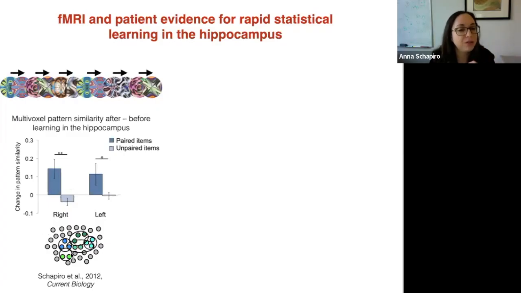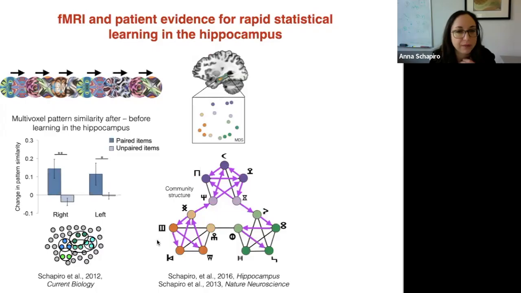And it suggested that it was using this kind of overlapping code that is not what you might have expected from the classic pattern separation story. And then it wasn't just simple pairwise statistics. It also was true for more complex, higher order kinds of structure, like this temporal community structure. So here, the shapes from the same community came to be represented more similarly in the hippocampus.